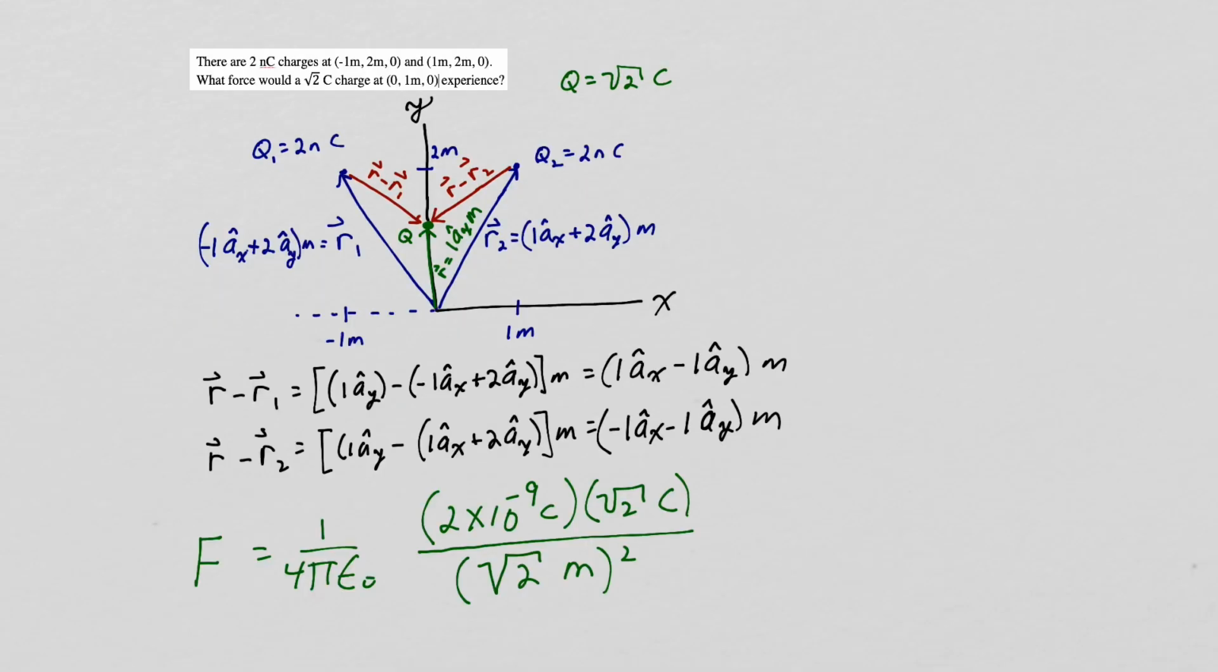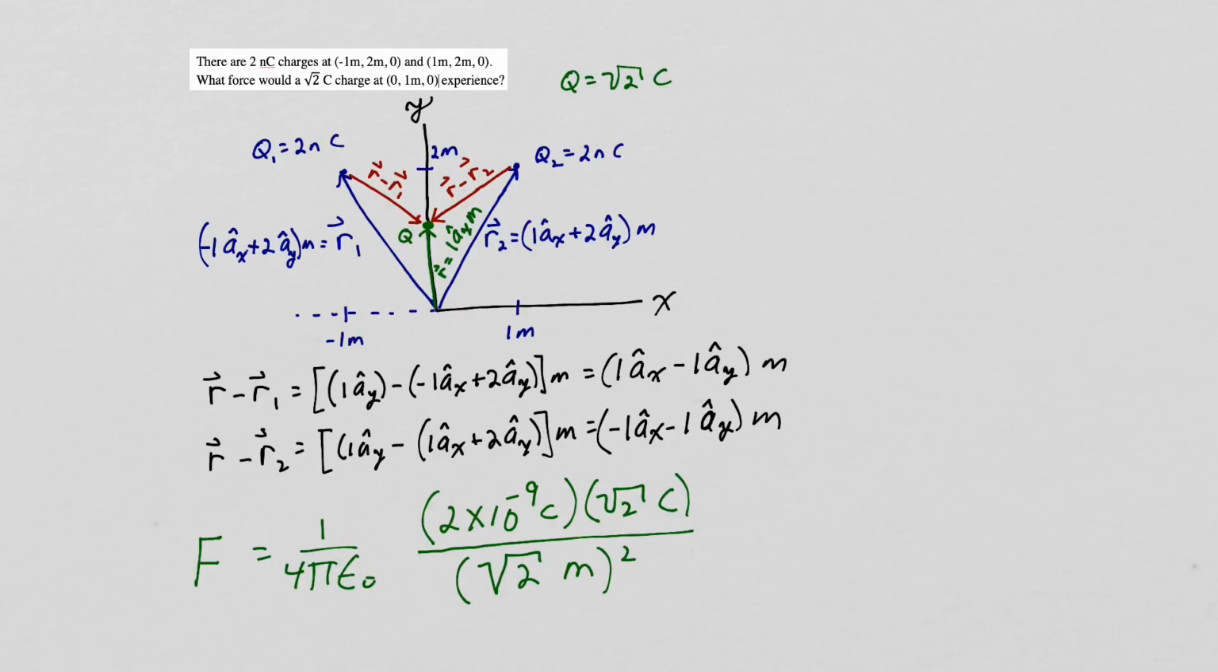Let's first look at the magnitude of the force on Q due to Q sub 1. So we just write Coulomb's law. We have our constant, the product of the charges, and then we see that the distance between the charges is square root of 2 meters, so we have square root of 2 meters squared.